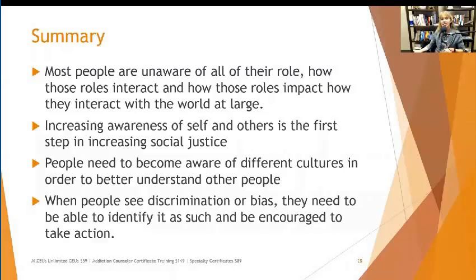And when people see discrimination or bias, they need to be able to identify it as such and be encouraged to take action. And one of the things that I tell my clients and my students is that if you feel something a little wonky, it's important to be able to identify why you feel wonky, why you feel that it might not be right. And then figure out what you need to do to take action to correct it.